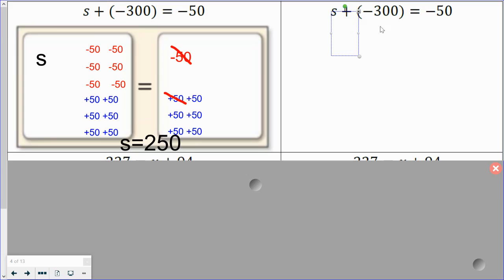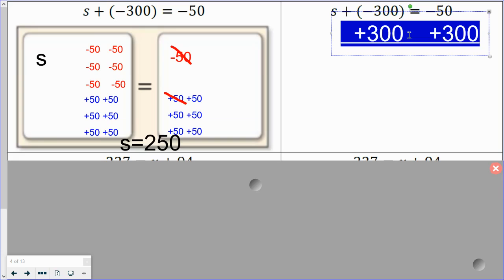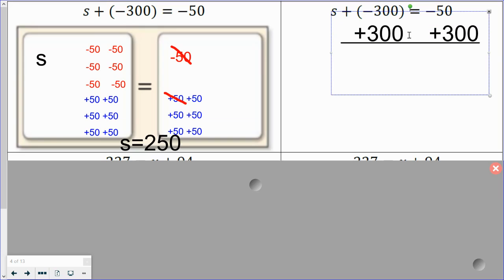So how would I do here? It's adding a negative. Well, instead of adding a negative, I want to add a positive 300. We're going to do that to both sides. Add 300. Now remember, always do your best to underline because it makes it easier. So I have just my S and my equal sign. Well, if I owe you $50, but I made $300 today, after I pay you back, I only have $250 left.